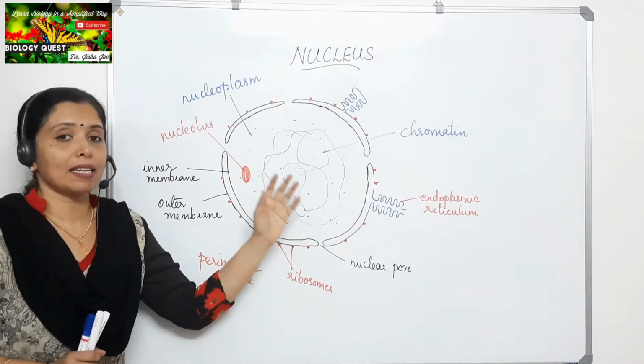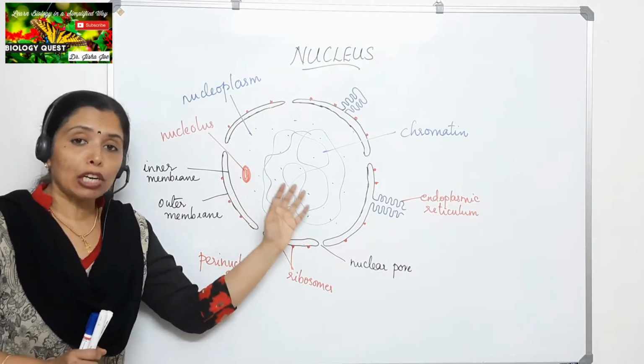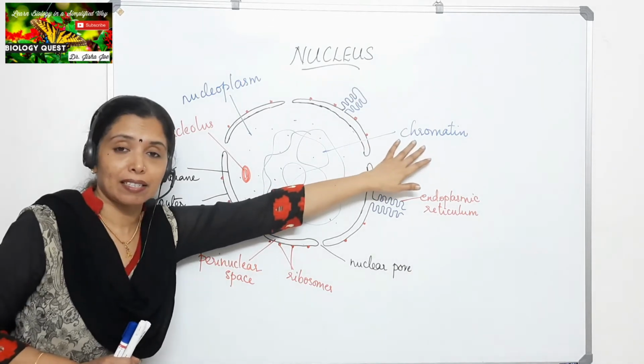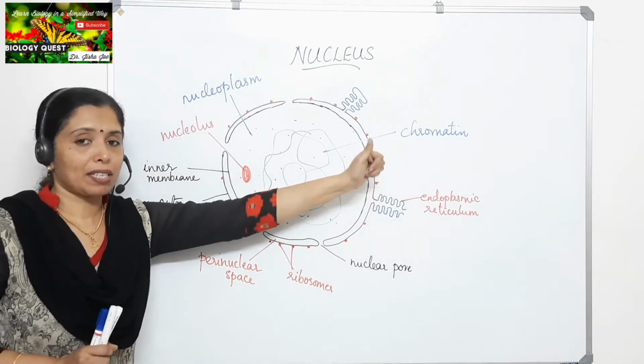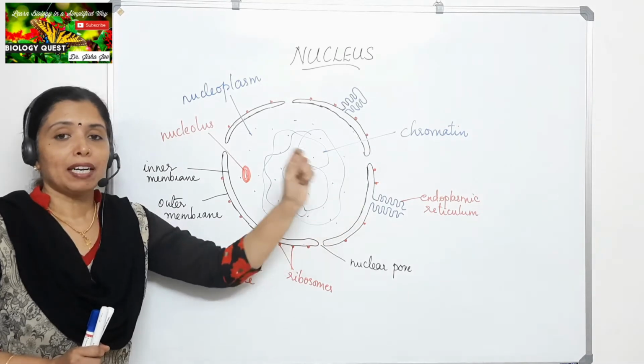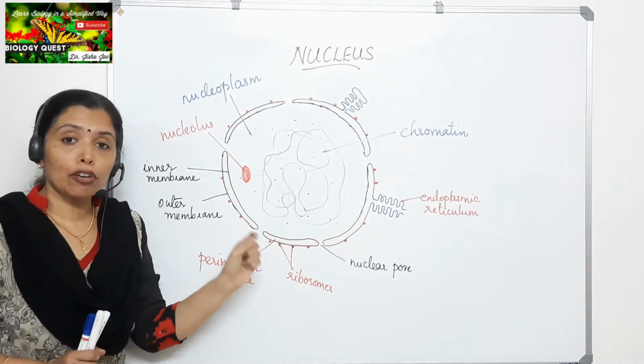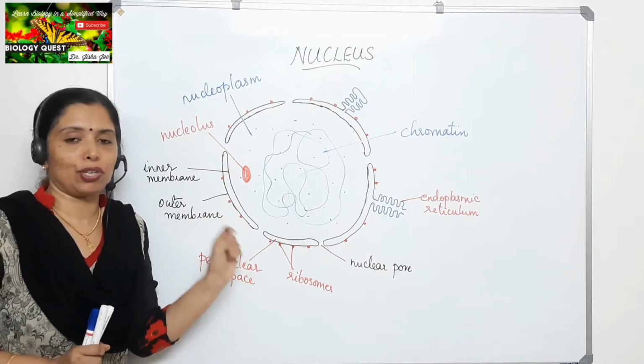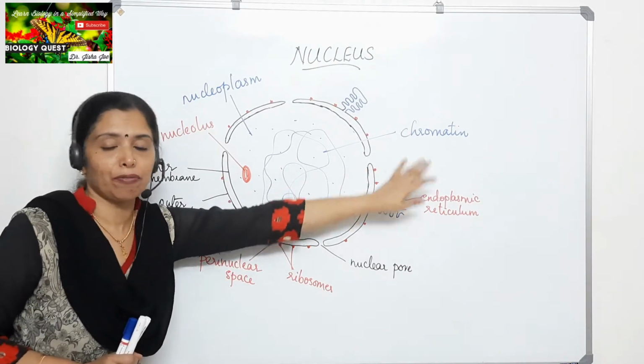This dark staining network of nucleoprotein fibers present inside the nucleus is called the chromatin. What is chromatin? The network of dark staining nucleoprotein fibers present in the interphase nucleus is called chromatin fibers.